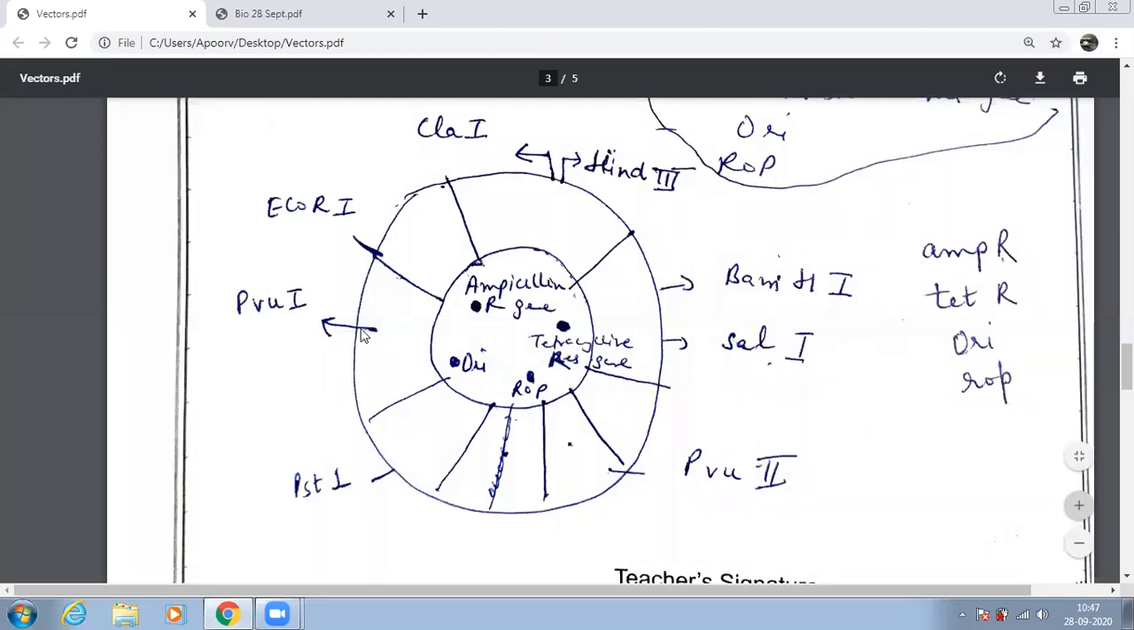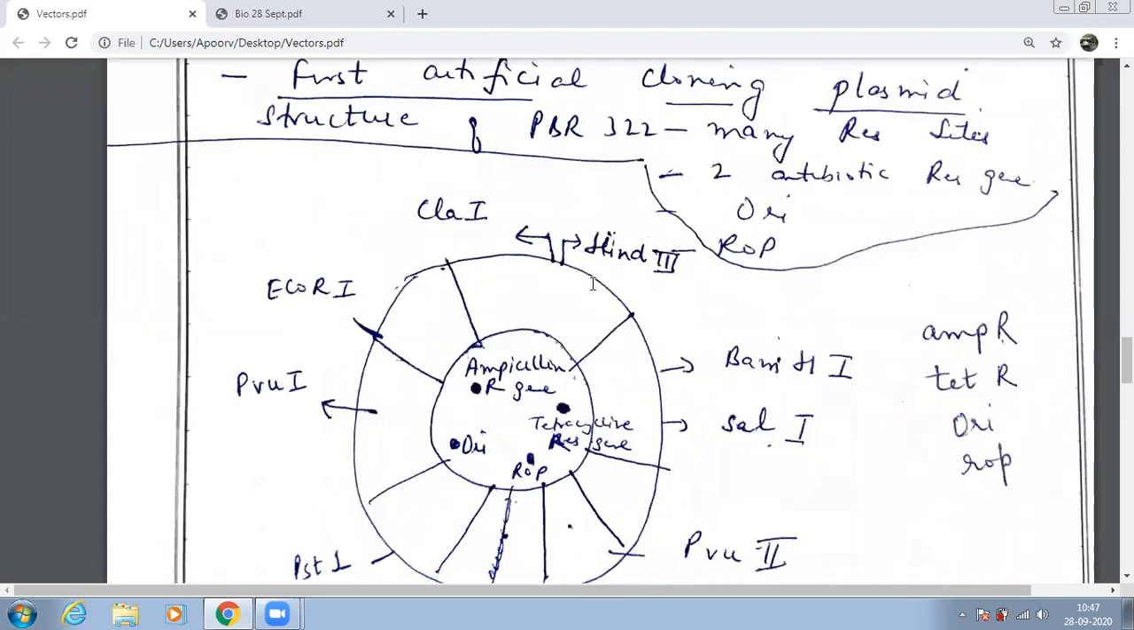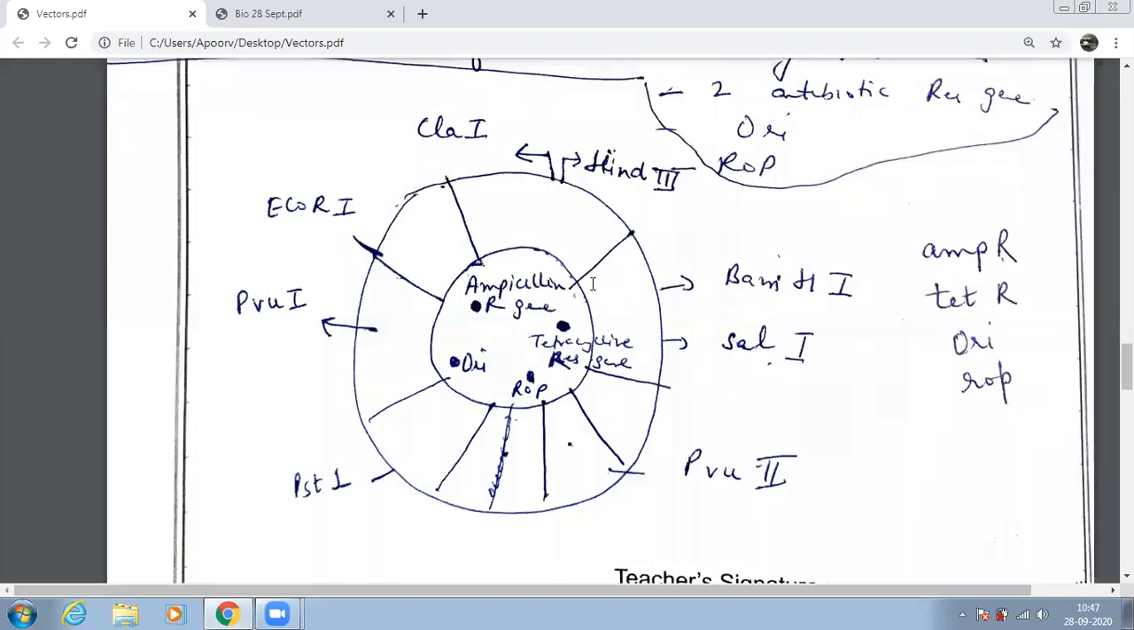So why, beta? We made this ourselves, didn't we. This is your first artificial cloning plasmid. So why would we have made a plasmid with 8 restriction sites? Ma'am, so that whichever is available, we can cut. Excellent. Whichever is available, we can use that.